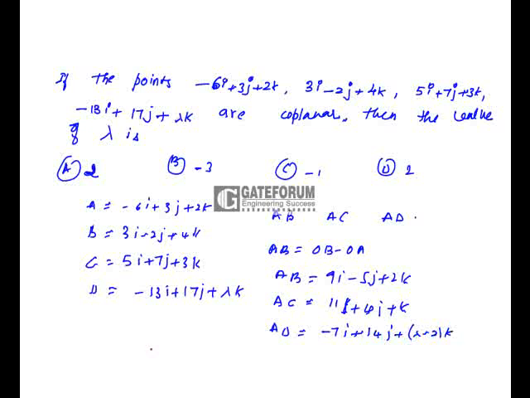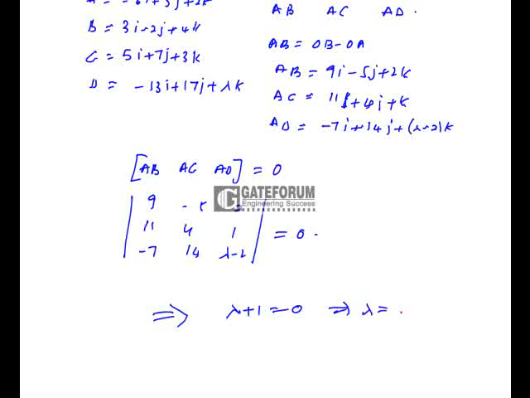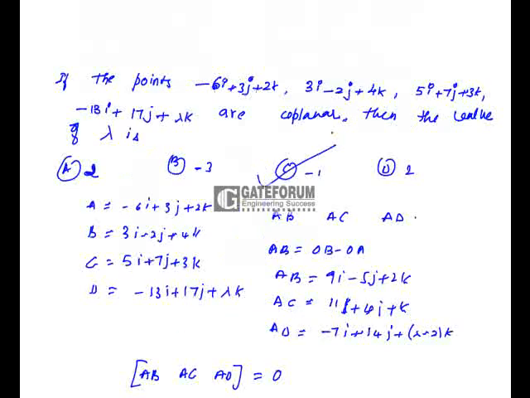Now, as the given vectors are coplanar, the determinant must be equal to 0. So, box of AB, AC, AD will be 0. That is 9, minus 5, 2, 11, 4, 1, minus 7, 14, and lambda minus 2 must be equal to 0. If we simplify, we'll get lambda plus 1 is equal to 0. That is, lambda is equal to minus 1, option C.